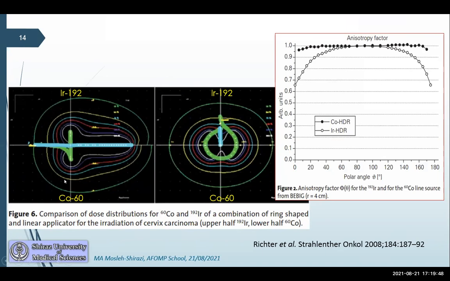Now, is there a penalty to pay in terms of dose distribution? The answer is really no. Here you have an interesting diagram. In the lower half, you have the distribution from cobalt-60. In the upper half, you have the distribution from iridium, and it looks quite symmetric. That means they're quite similar. The only thing I can point out is the tip of the applicator, where there is a bit of a dip in the iridium case, whereas it's more continuous in the cobalt-60 case. And this is quite explainable in terms of the anisotropy factor, one of the TG43 factors. We have a more uniform isotropy in terms of cobalt as opposed to iridium.